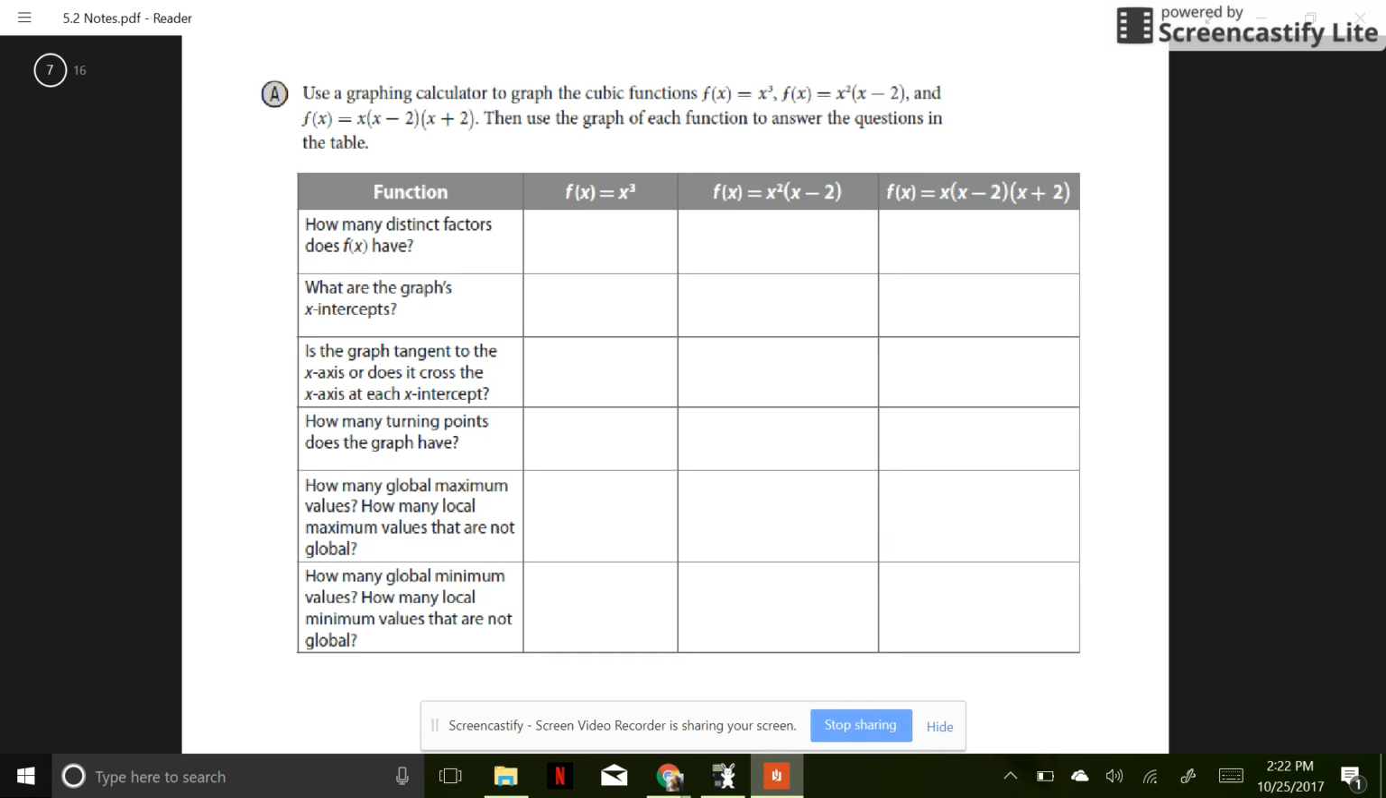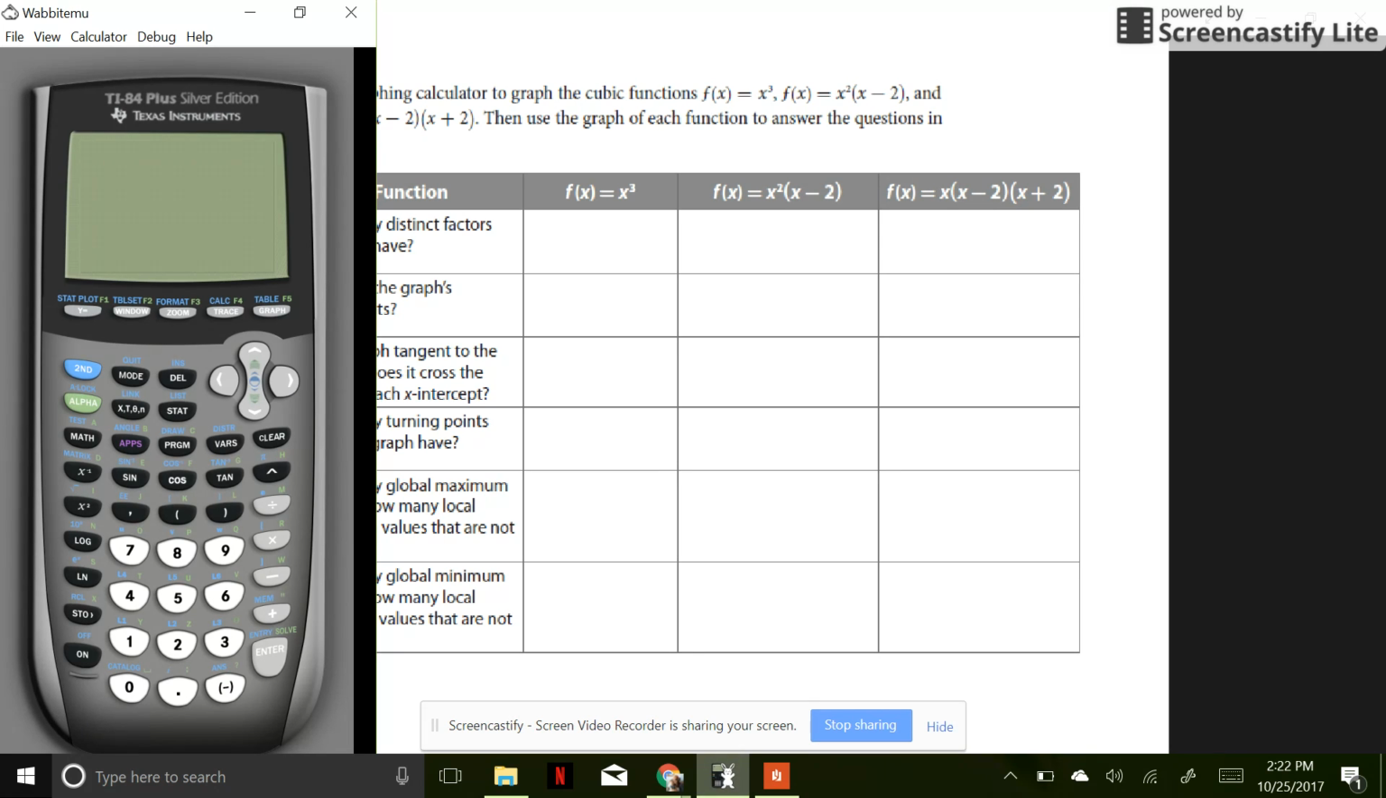So we're going to graph some cubic functions here and then answer some questions. First, how many distinct factors? How many times does our function cross the x-axis or at least touch the x-axis? I'm going to clear off the stuff I already have here. Let's erase everything and we'll plot our new functions. We got one more down here. There it is. The first one we're graphing is just the standard cubic, x cubed.